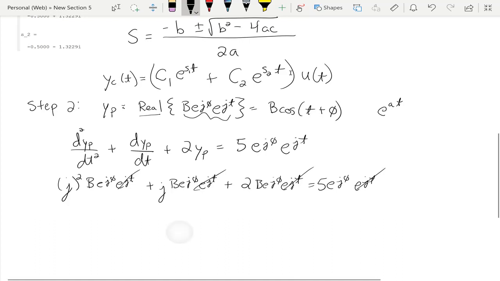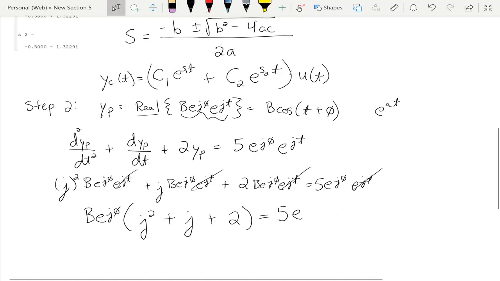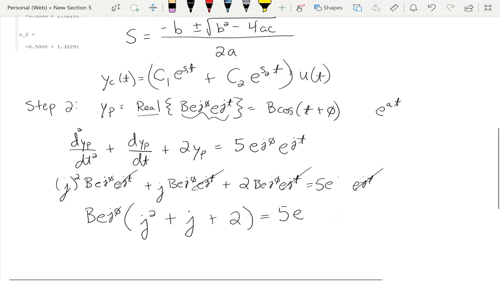So I'm going to write this as b e to the j phi times, basically, j squared plus j plus 2 equals 5 e to the, oh, I wrote j phi over here. That should be j 30. In other words, I wrote that side wrong. It's e to the j 30 degrees, like that. Was that the question you had?